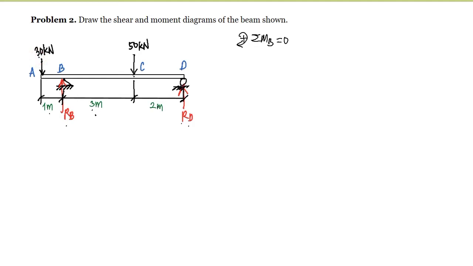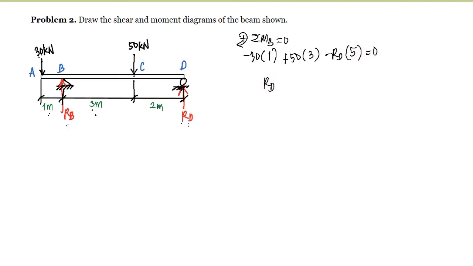This 30 kN here will create a counterclockwise rotation, so we have here negative 30 multiplied with the moment arm, which is equal to 1 meter. This 50 kN will create a clockwise rotation, so we have here plus 50 multiplied by the distance of 3 meters. And this RD here will create a counterclockwise rotation, so we have negative RD multiplied by the distance of 5 from point B. This is equal to 0.